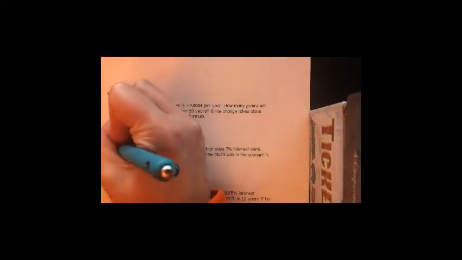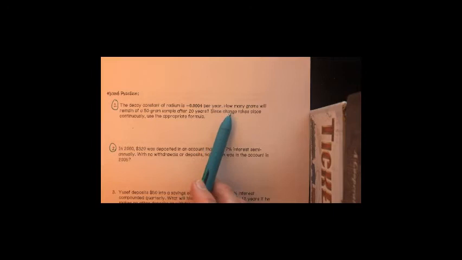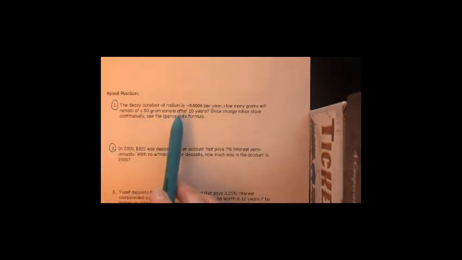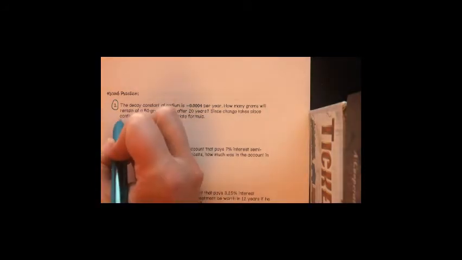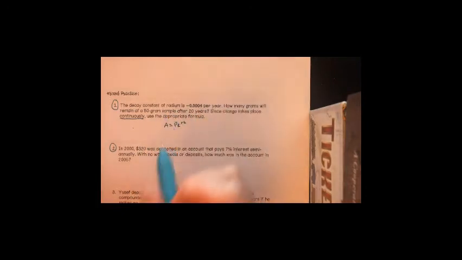All right, so we're going to look at a few examples. So on page 11, number 1 and number 2. So number 1 says the decay constant of radium is negative 0.0004 per year. How many grams will remain of a 50-gram sample after 20 years? Since change takes place continuously, use the appropriate formula. So here's an example where you see continuously. So you're like, all right, I'm going to use this PERT. Some people call this a PERT formula since it looks like the word PERT.